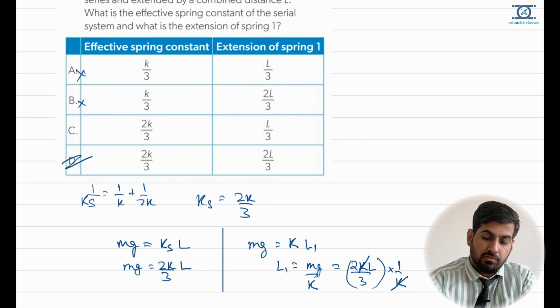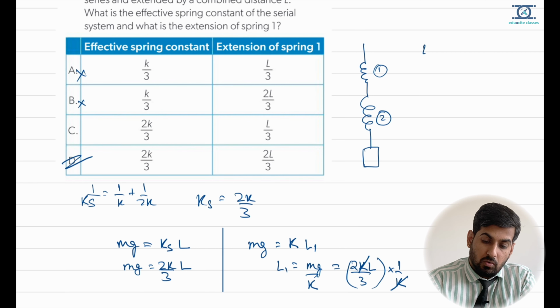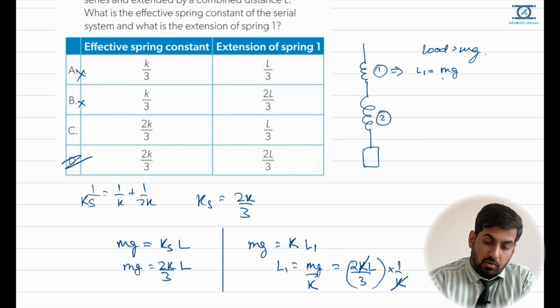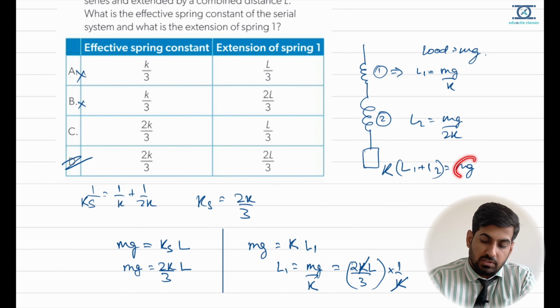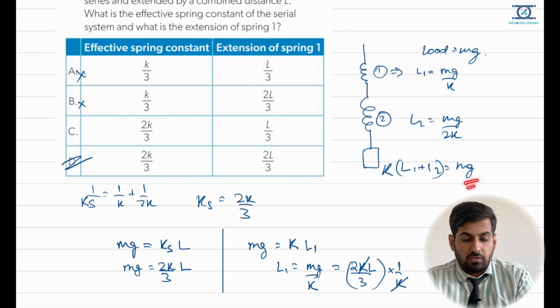Because in series, let us say if this is the first spring and this is the second spring, this is the load. So for spring 1 and spring 2, the load will be mg for both of them. So here L1 will be mg upon k and L2 will be mg upon 2k because the spring constant is 2k, and the total L1 plus L2 will be equal to mg by k. Okay, so this is how you can solve for the series one.